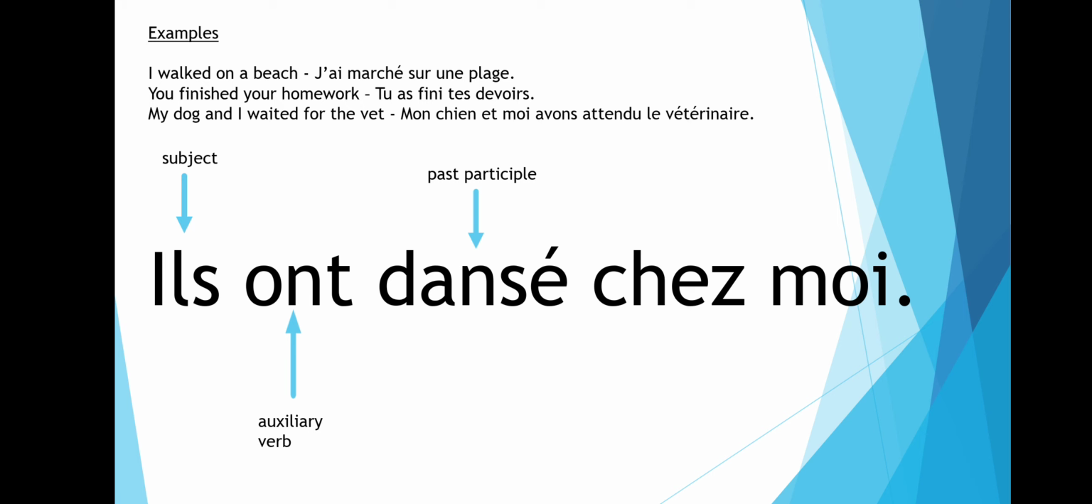So, when you form this type of sentence, the perfect tense, the subject is the first thing, followed by the correct conjugation of avoir, which is an auxiliary verb, and then the past participle.